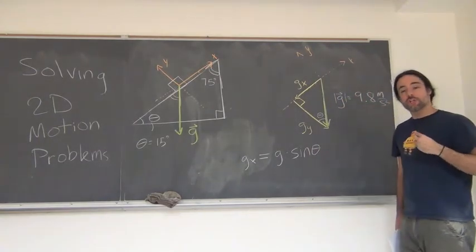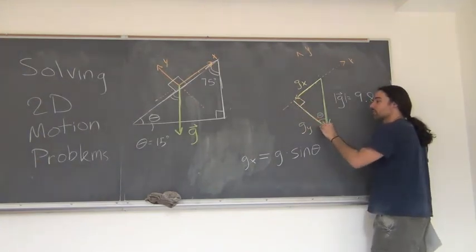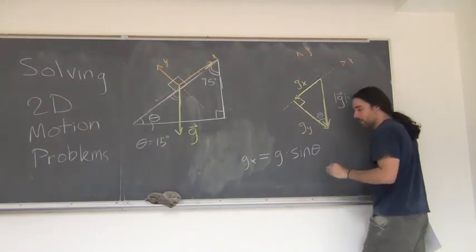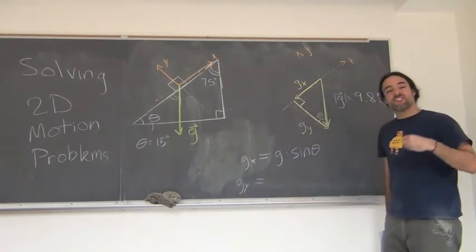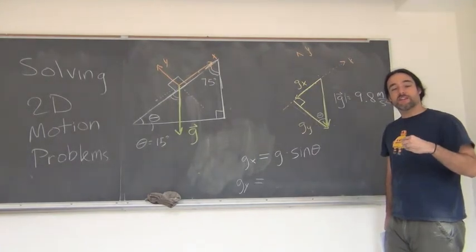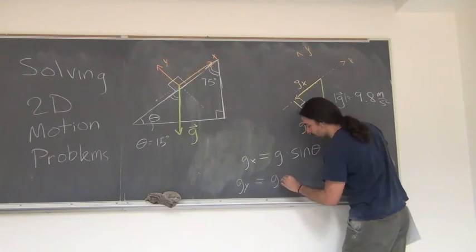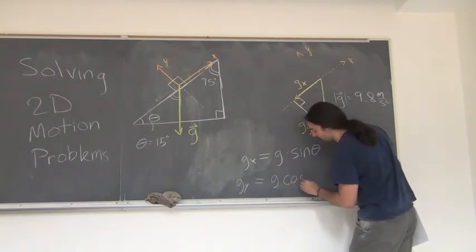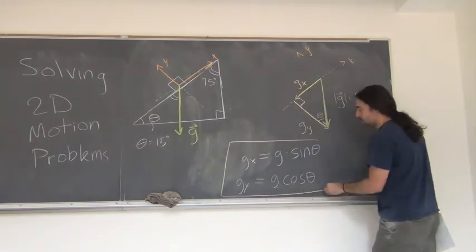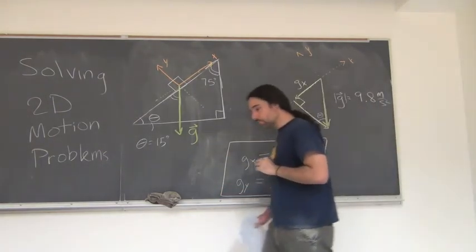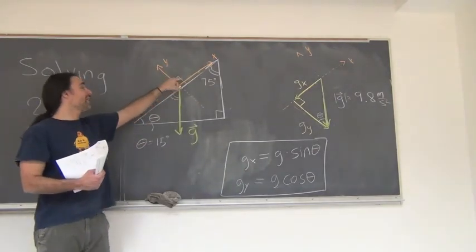We can also find gy, because gy is the adjacent side of this angle in the triangle. So gy, since it's the adjacent side, we would get the CAH of SOHCAHTOA. So we would get g cosine of the angle. So we can figure out the acceleration of gravity along a ramp.